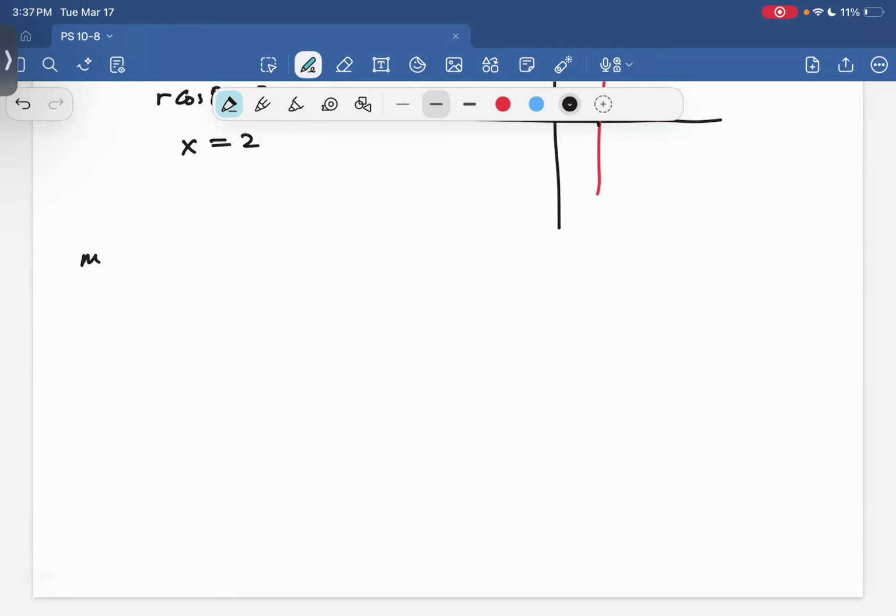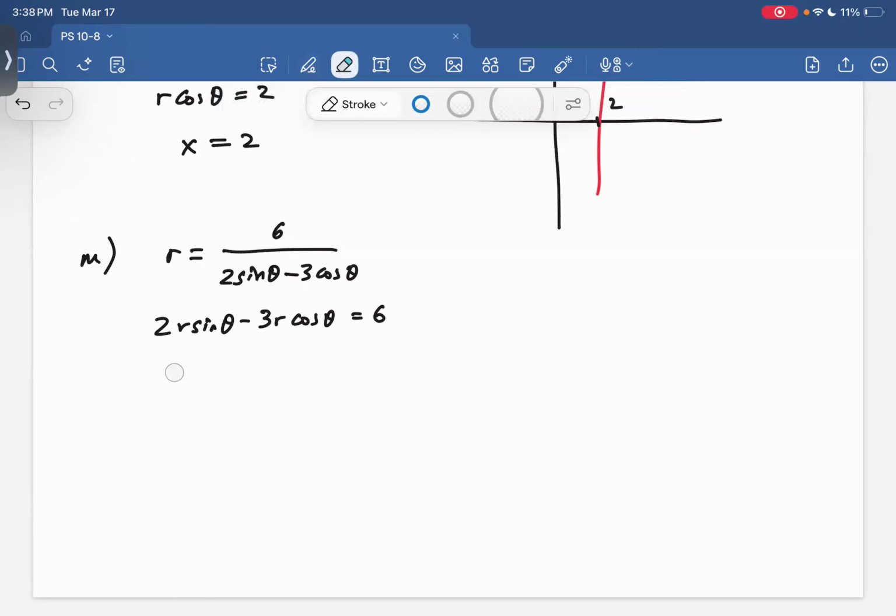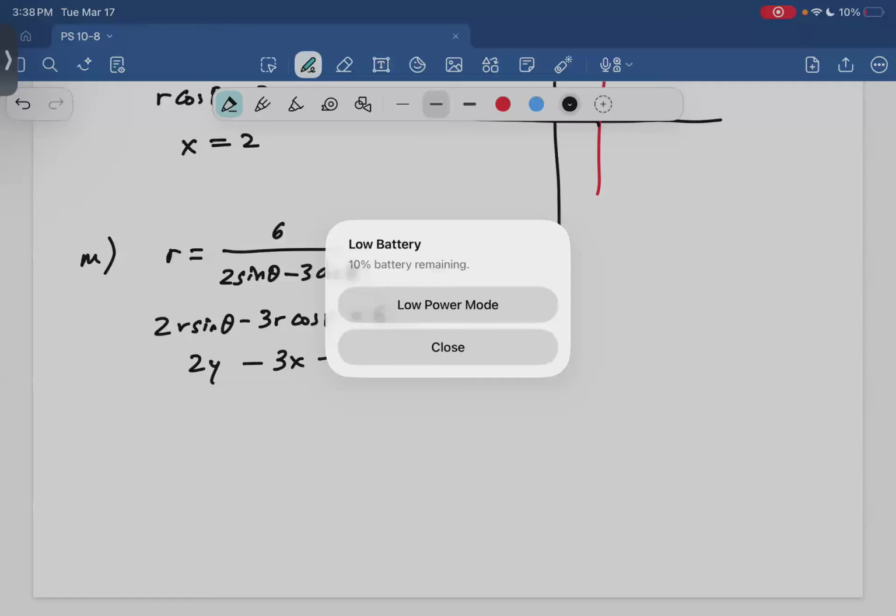M is the same exact concept, just looks complicated. You're going to want to multiply both sides by the denominator, which will give you 2r sine theta minus 3r cosine theta equals 6. And r sine theta is y, so this is 2y, and r cosine theta is x, so this is 3x.